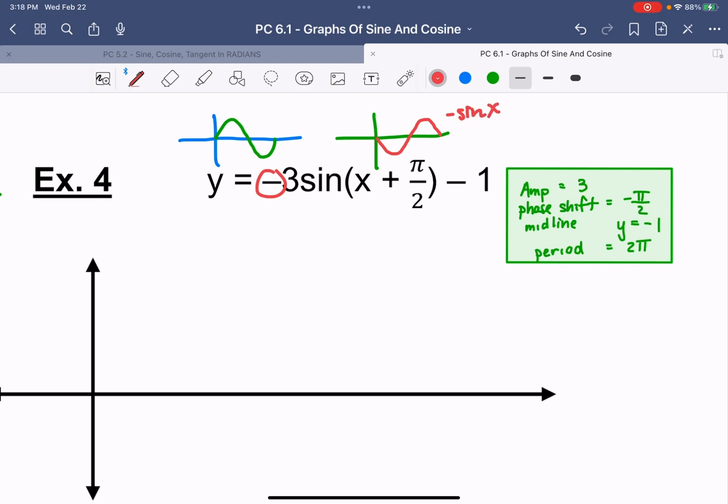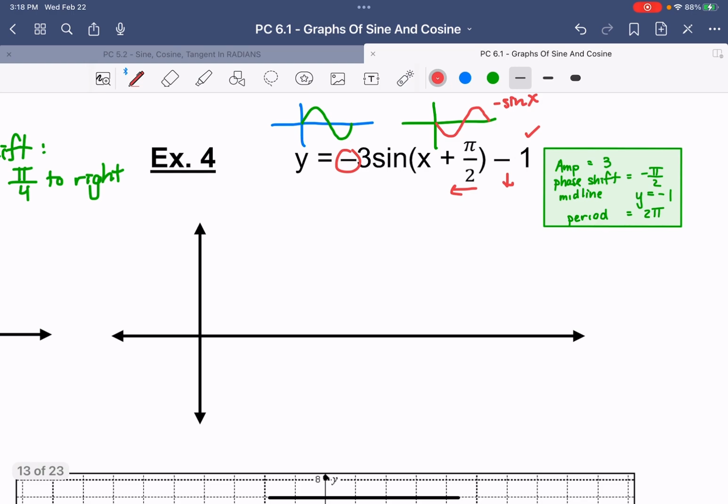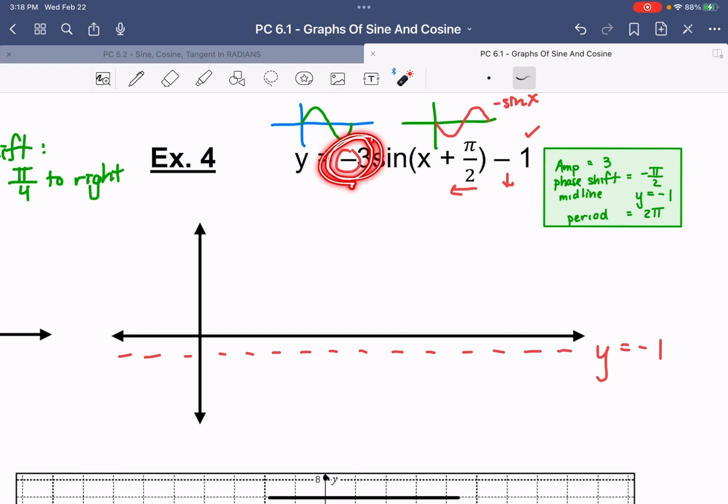All right, so we know we are going left pi over 2 and down 1. Again, I always like to start with the midline being at -1. And then using my amplitude, I need to go up and down 3 to find my min and max. Okay, so I'm going to go up 1, 2, 3. So a max of 2, and 1, 2, 3 down to -4. So those values should be labeled on your y-axis. And then the phase shift starting at negative pi over 2.